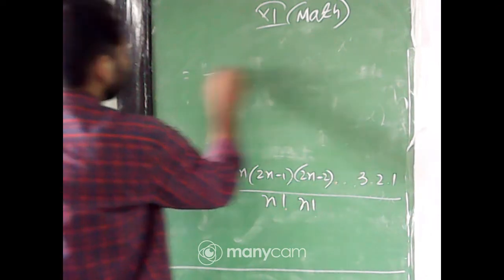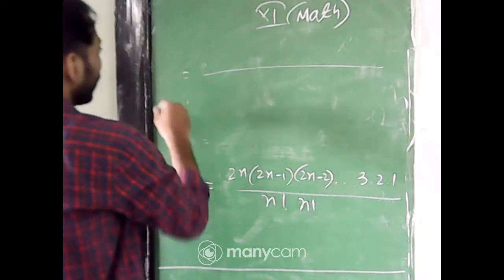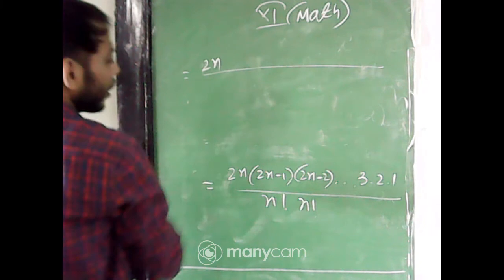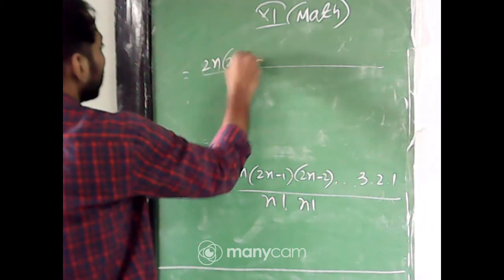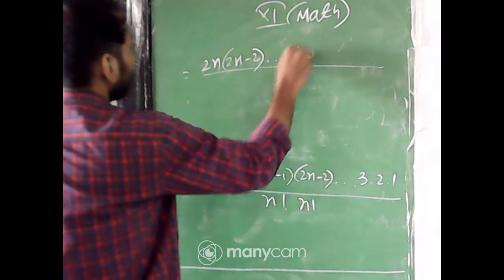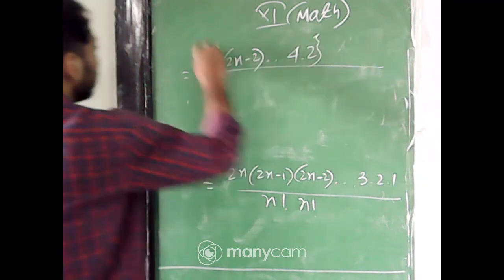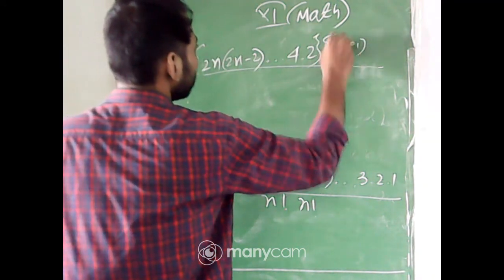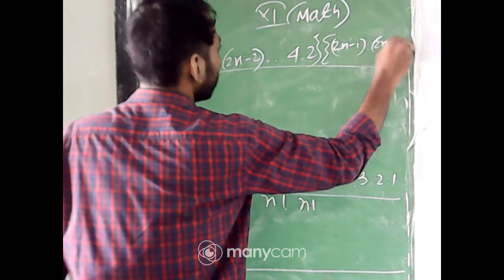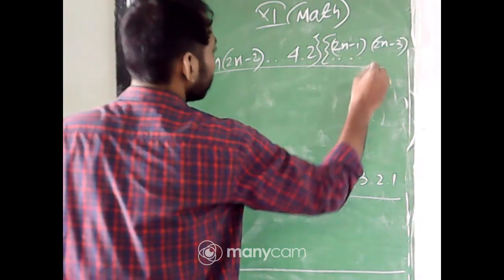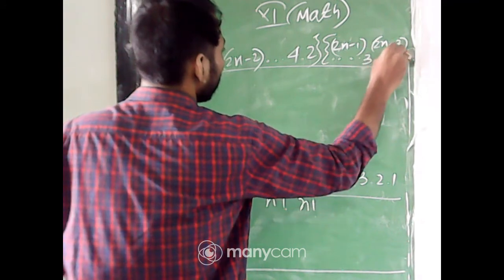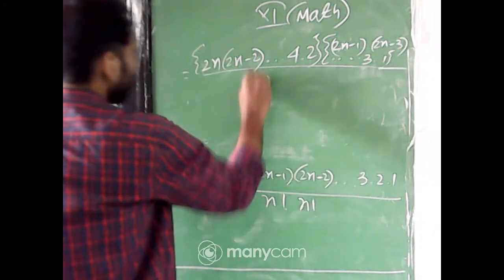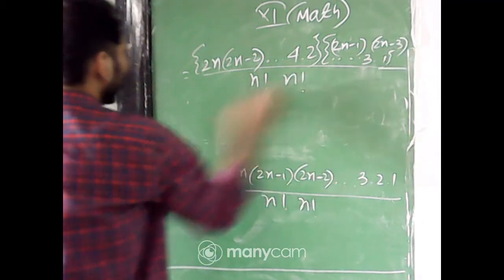That means it will be first the even numbers, 2n into 2n minus 2, dot dot dot 4, 2. Then the odd ones, 2n minus 1, 2n minus 3, dot dot dot 3, 1, divided by n factorial into n factorial.